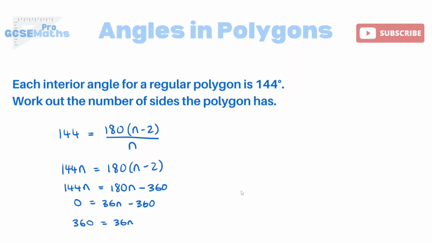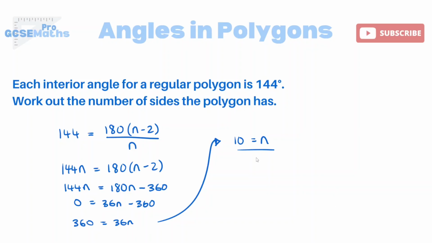So we got 360 is equal to 36n. The last thing I need to do is divide by 36. So I get 10 is equal to n. Now, it says work out the number of sides. The number of sides we know is represented by n, so that is just my answer. There are 10 sides. So, in other words, it's a decagon. So this is why this formula is so important, because we can also use it to work backwards if they ask us to work out the number of sides.